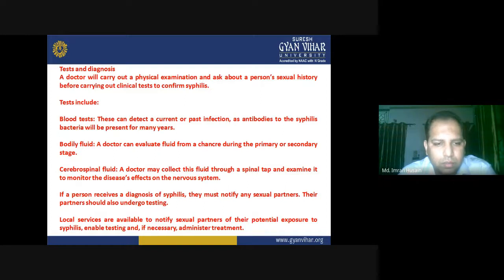If the person receives a diagnosis of syphilis, they must notify any sexual partners. Their partners should also undergo testing. Local services are available to notify sexual partners of their potential exposure to syphilis, enable testing, and, if necessary, administer the treatment.